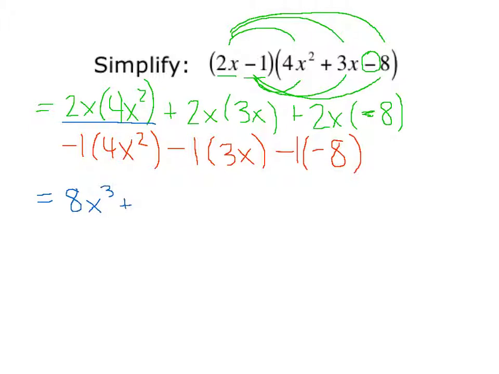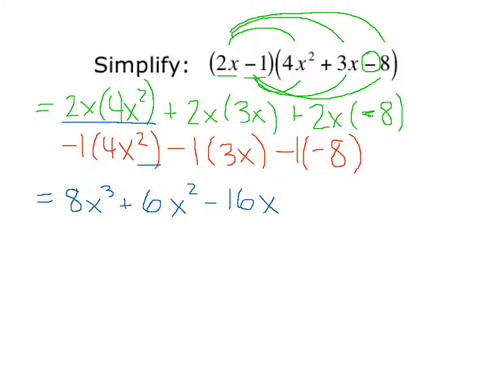Then the next term, we have 2x times 3x. So looking at the coefficients, 2 times 3 is 6. X to the first times x to the first is going to give us x squared. Then plus 2x times a -8. Looking at the coefficients again, we have a -16 times an x.